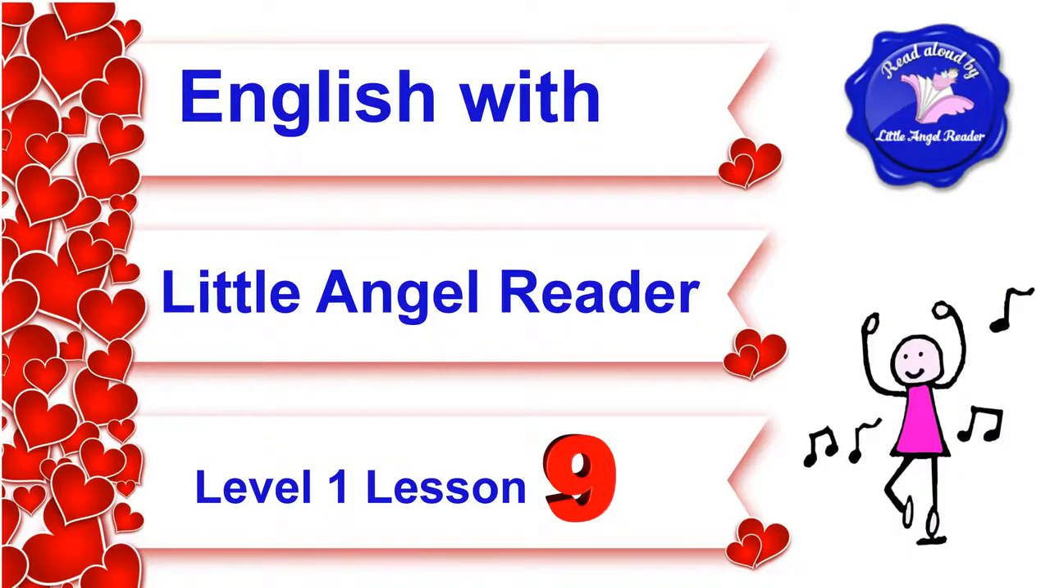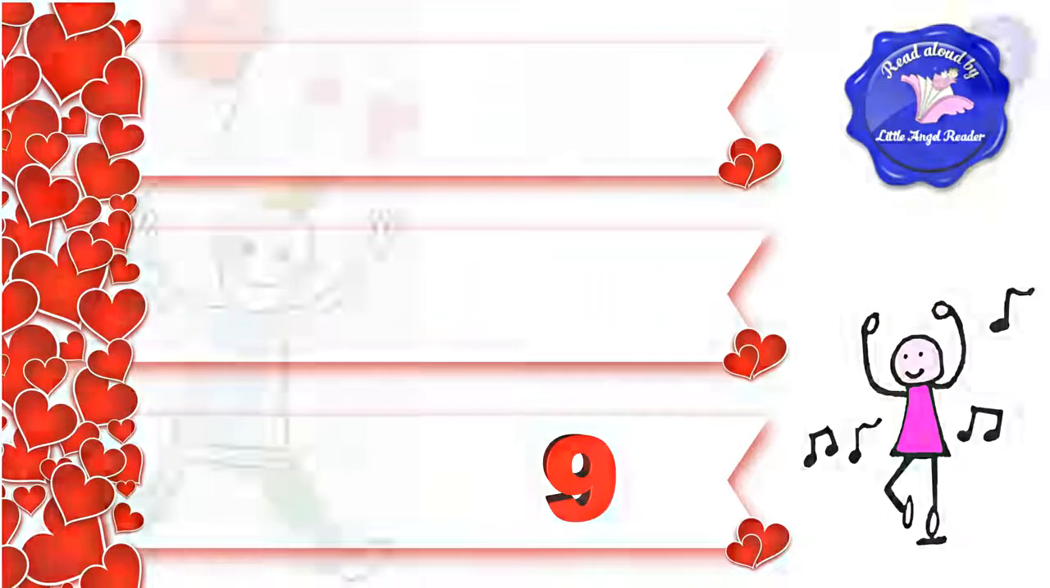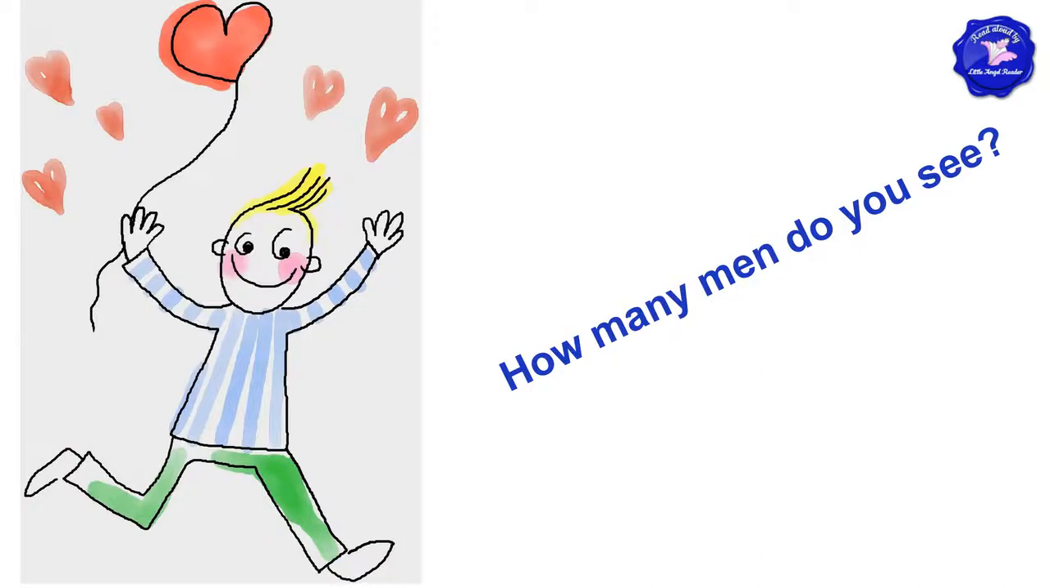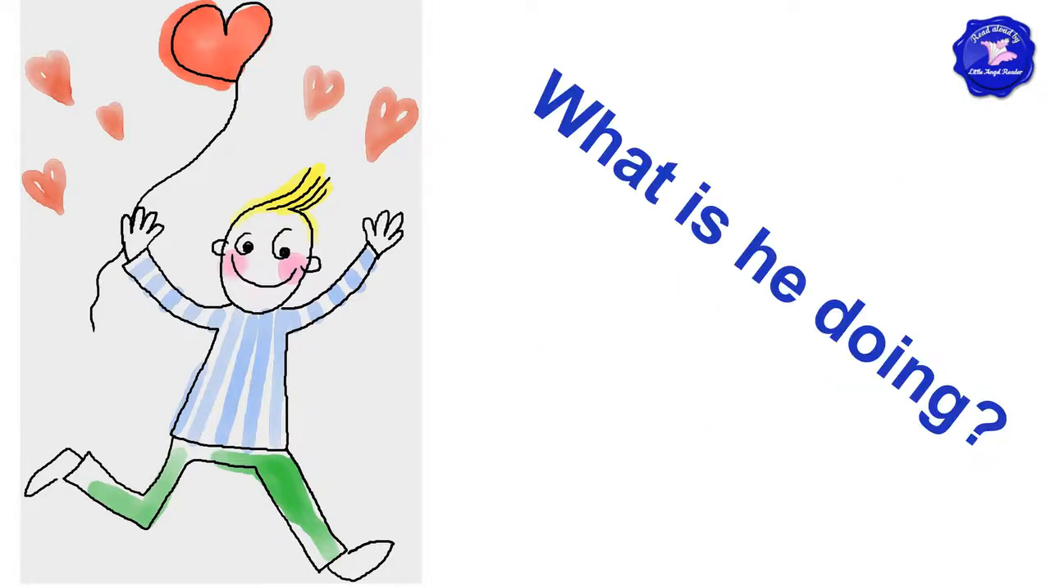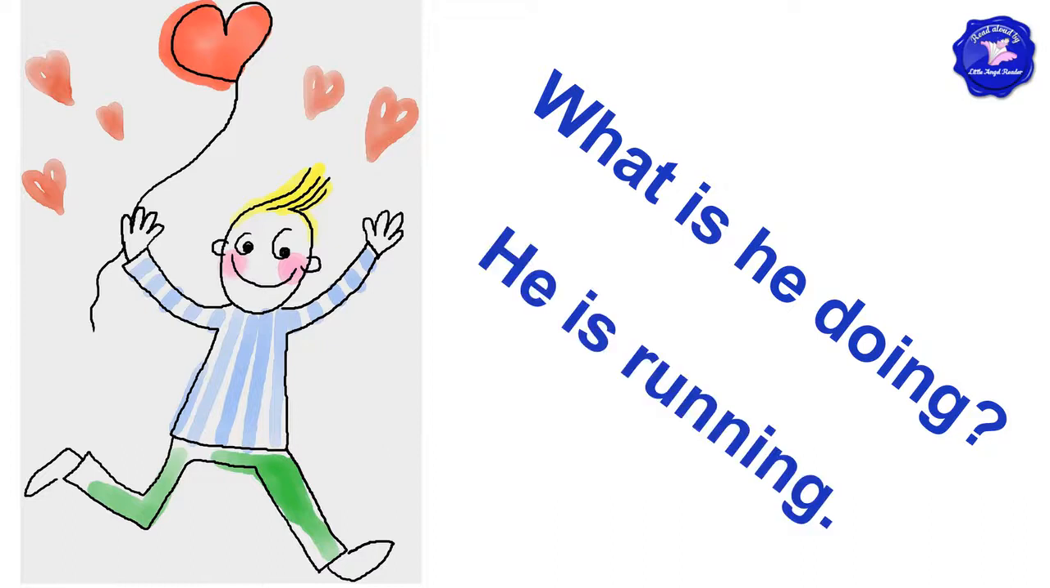Level 1, Lesson 9. How many men do you see? I see one man. What is he doing? He is running.